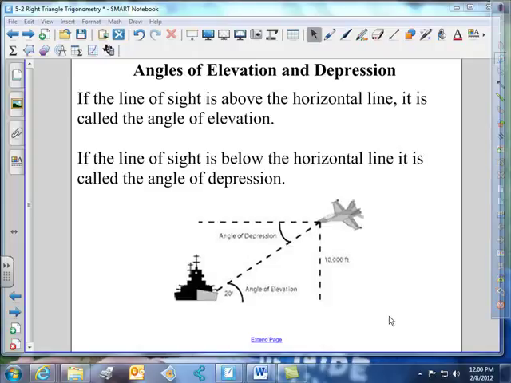Okay, just a couple quick notes here. I want to finish up section 5.2. What we didn't talk about today in class was angles of elevation and angles of depression, and here's a pretty good diagram of what each of those represent.